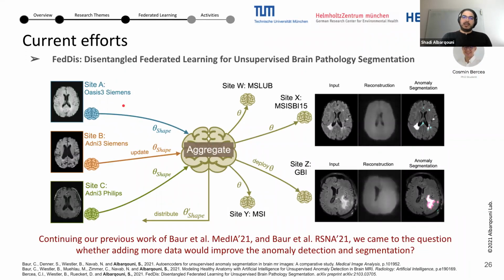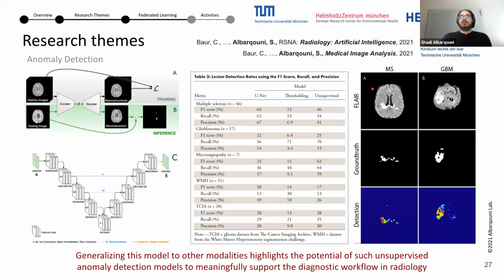So the question that we were investigating was whether bringing more data in a decentralized fashion, coming from different clients and hospitals, would improve the anomaly detection and pathology segmentation in brain MR imaging. We based our work on previous efforts published in MIDL and RSNA, where a convolutional autoencoder was trained on healthy brain MR data and then used to reconstruct a pathology input.